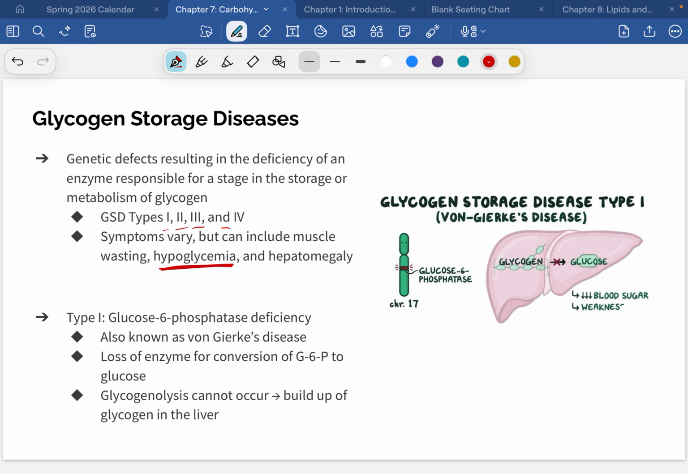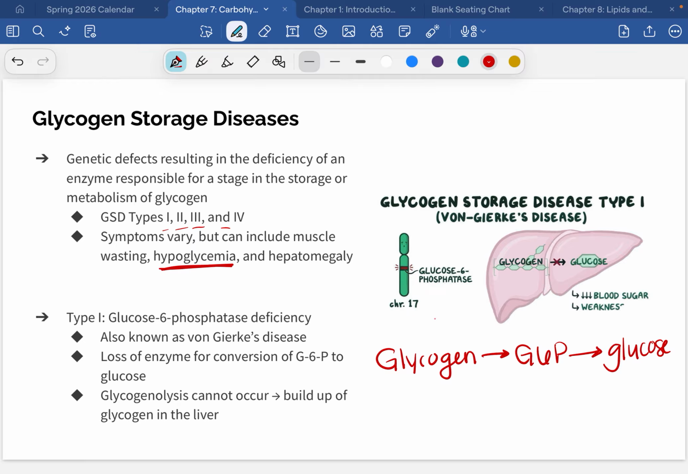So it is a loss of an enzyme for the conversion of G6P to glucose. In the process of glycogen being converted back to glucose, we have an in-between stage called glucose 6-phosphate, or G6P. When we're going from glycogen to glucose, the glycogen will be converted to glucose 6-phosphate, and then it will be converted to glucose.